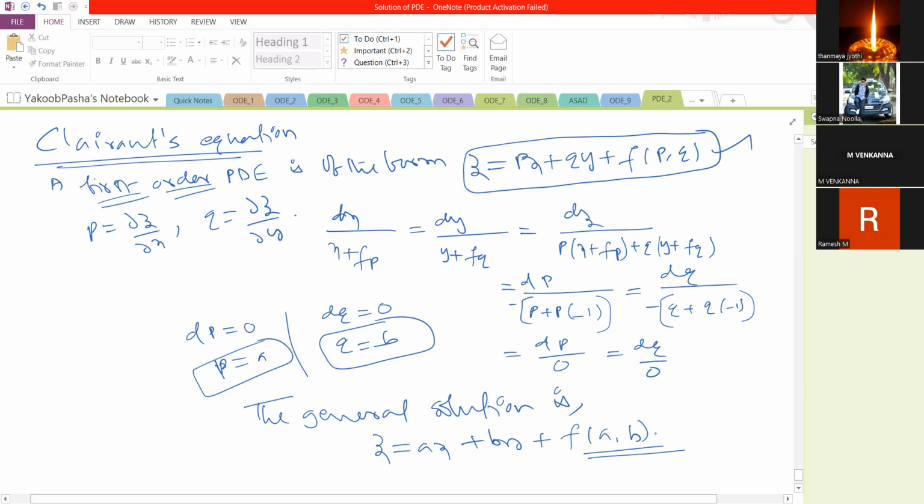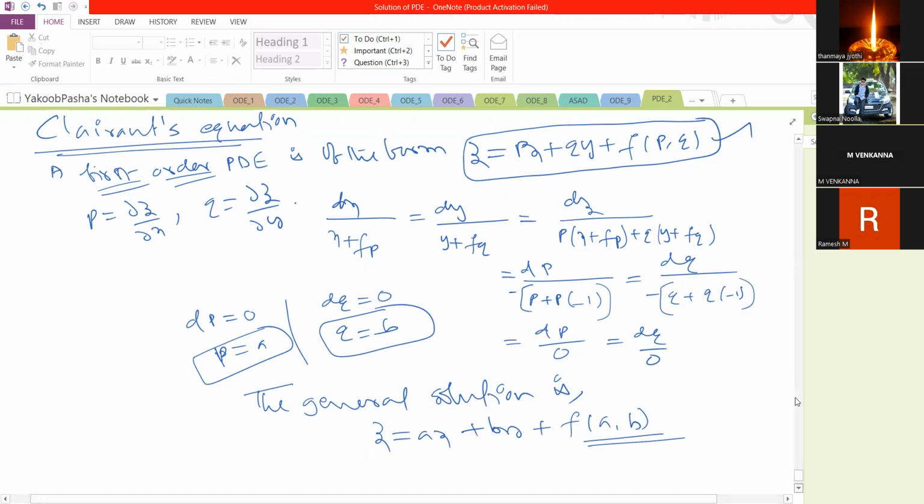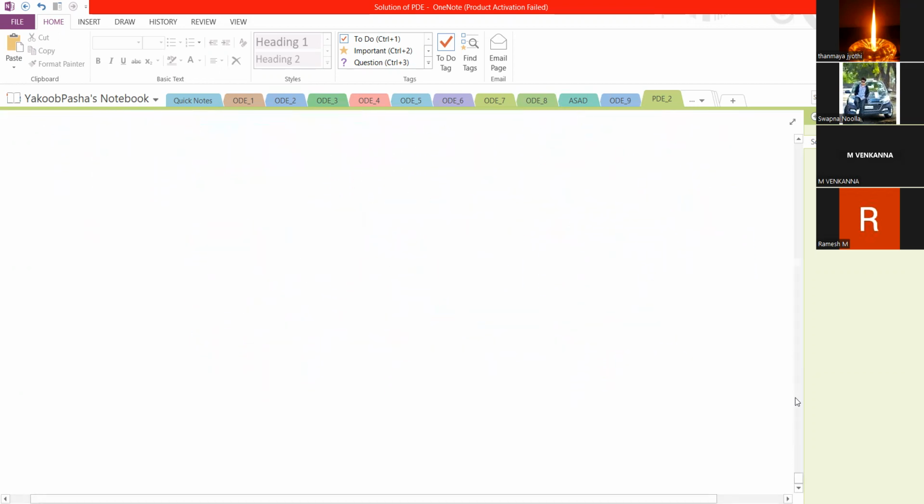Okay. Now I am taking one example from CSIR question. A complete solution of z is equal to px plus qy plus pq is.